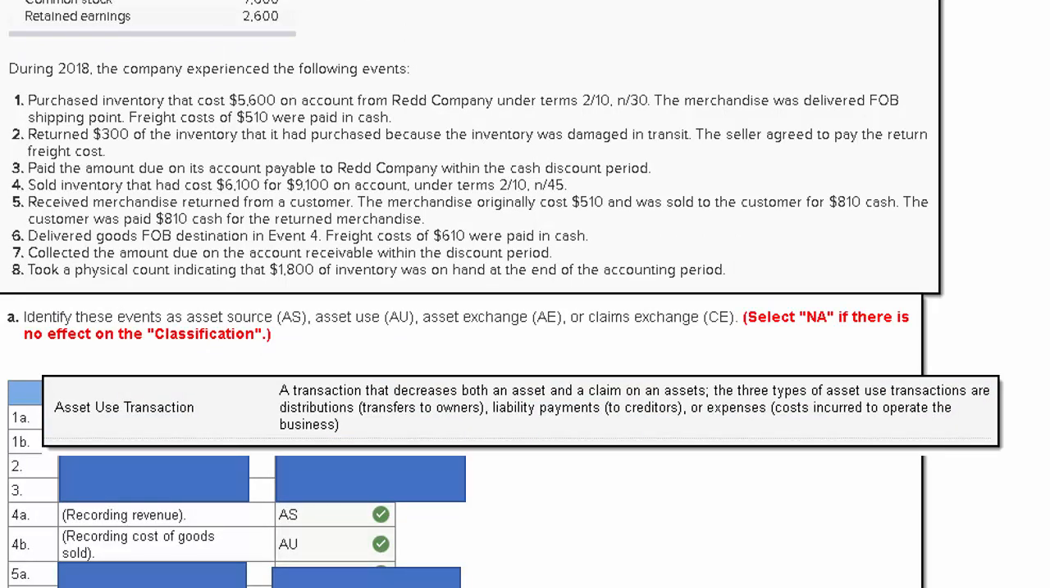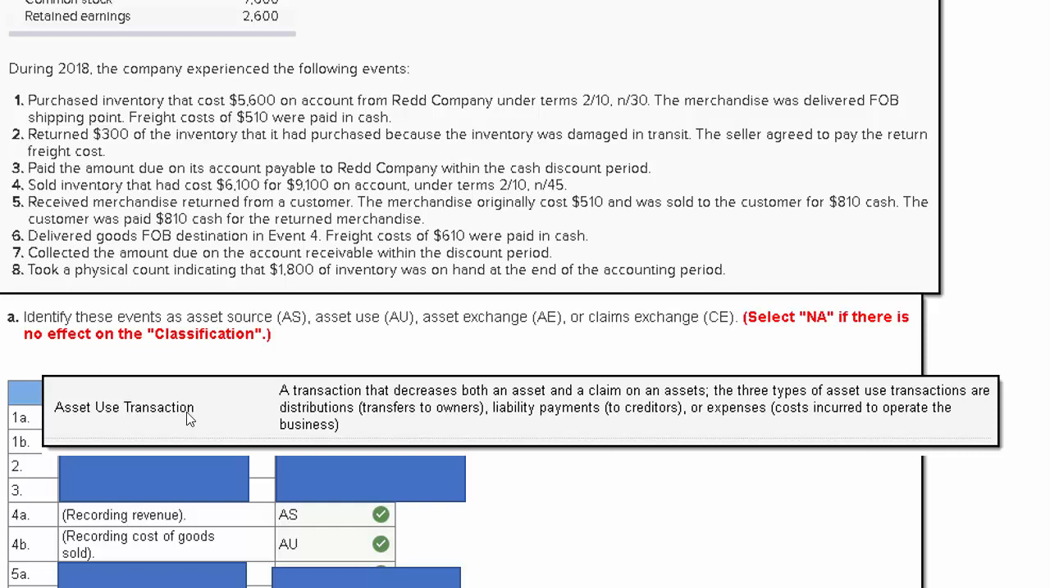All right, next we want to look at 4B, which is the recording of the cost of goods sold. Remember, we always have to match costs to the revenues in which they occur. So if we're recording the sale of goods, we also have to record the cost of those goods in the same period that we're recording the sale. So in this case, the cost was $6,100, but we need to know, is it an asset source, an asset use, an asset exchange, or a claims exchange? And in this case, it's an asset use.